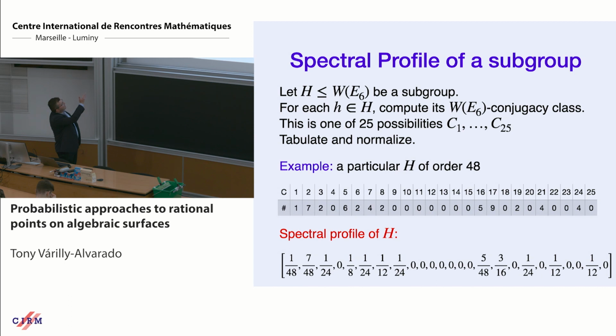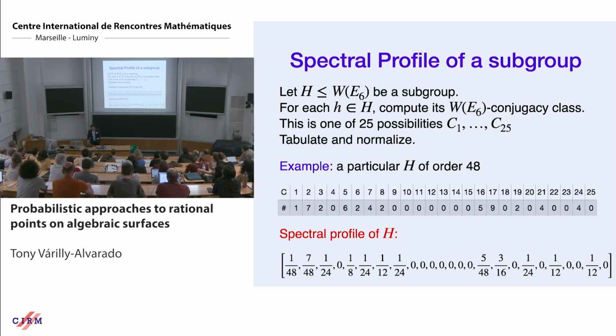But here's an example of a particular group of order 48 inside the Weyl group of E6. The second row there, if you add those numbers, they add up to 48. The spectral profile of my subgroup is just: take those numbers and divide by 48. So I get this vector with 25 entries, all fractional, and those fractions add up to 1 because I divided by 48. I've normalized this. Soon we're going to start thinking of these fractions as probabilities. Okay, so this is going to be my fingerprint for the subgroup.